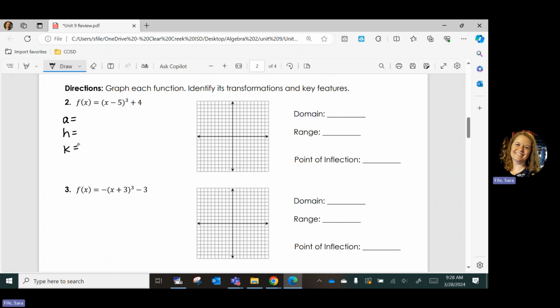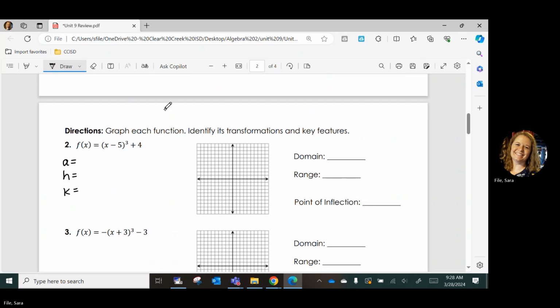Okay, so A, let me put the function. So that's for cubic. That's for cube root. But you can see A is what's multiplied in front on the outside, H is what's subtracted on the inside, and K is what's added on the outside. Okay, so when we identify A, H, and K here in number 2, A is an understood 1, H is 5, and K is 4.